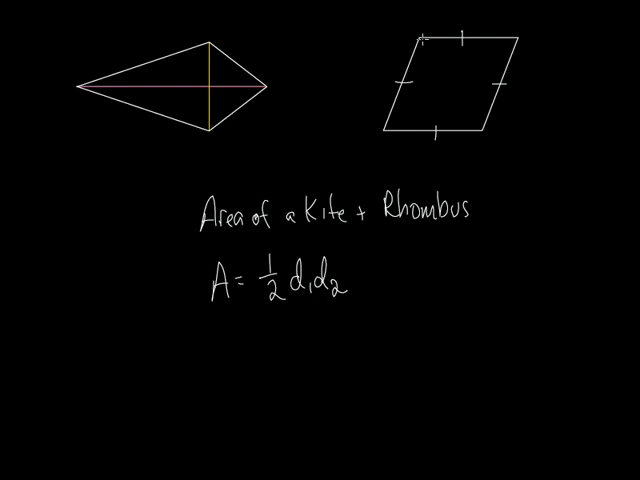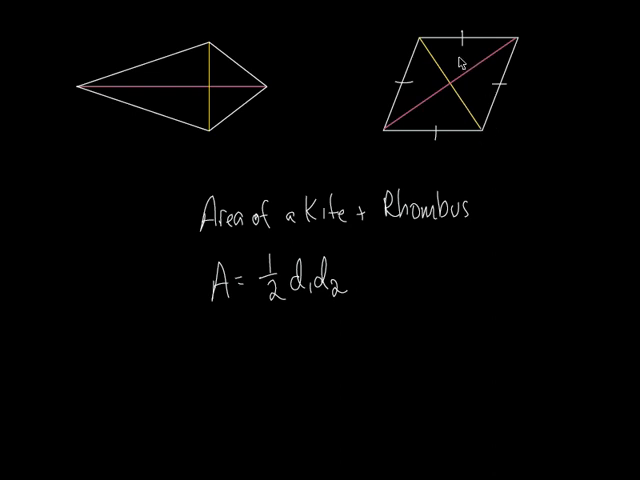And where's my diagonals here? Well, that would be one diagonal. Agreed? And then this would be another diagonal right here. So that's pretty easy. So you take the two diagonals, you multiply them together, take half of that, and then you've got the area of that whole entire kite, or in this case, the area of that whole entire rhombus.